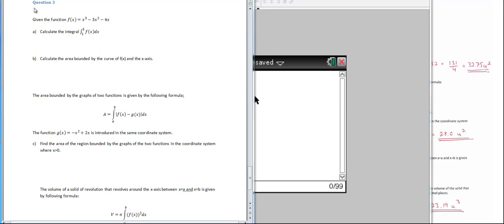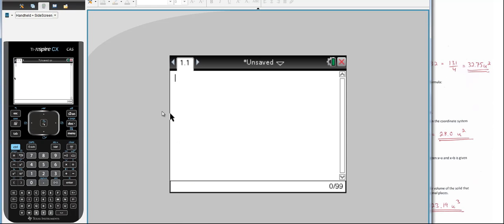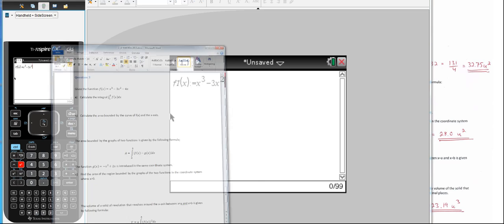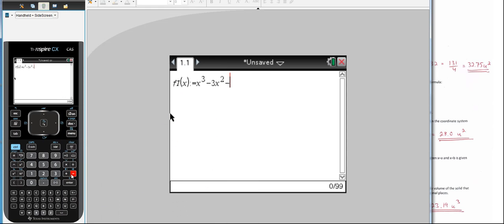Question number 3, given the function f of x, we have to calculate the integral from 1 to 3. So let's go to a calculator page. First, we can define the function f1 of x is equal to, let's have a look again, x³ minus 3x² minus 4x. Done. Okay, so that's okay.